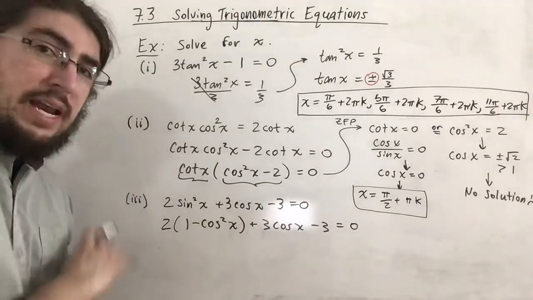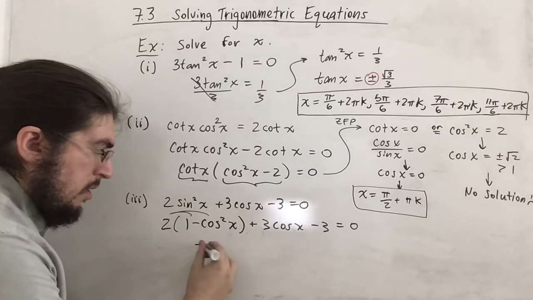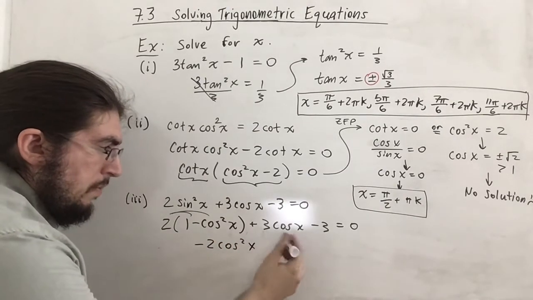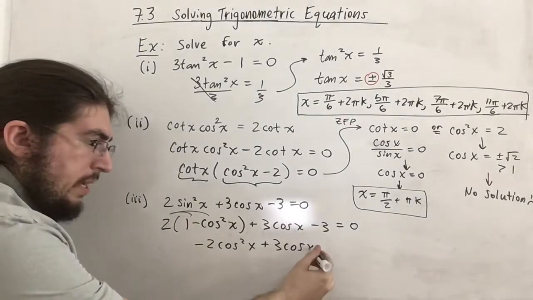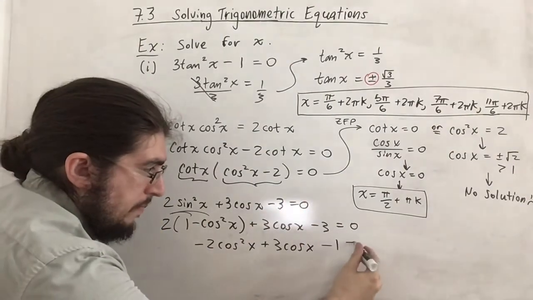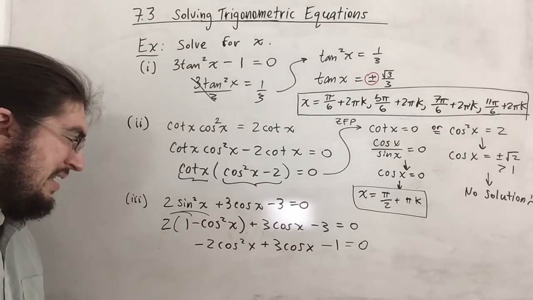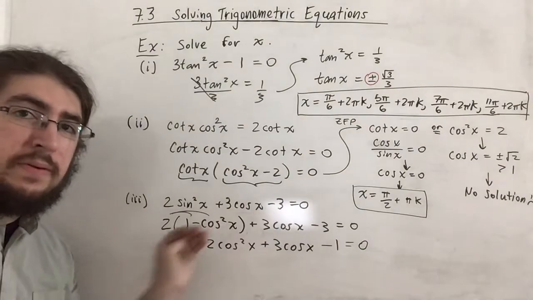And now that we have that, after distributing and combining some things, I'll do it kind of quickly here. Let's see, we get negative 2 cosine squared of x plus 3 cosine of x, and this is minus 3. Distributing this is 2. 2 minus 3 is negative 1 equals 0. All right, and I don't like this negative in front because this reminds me of a quadratic.